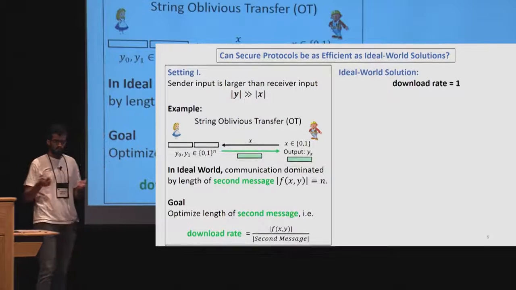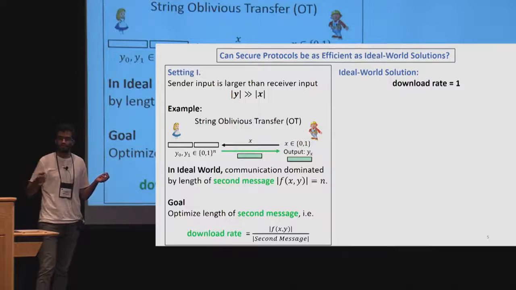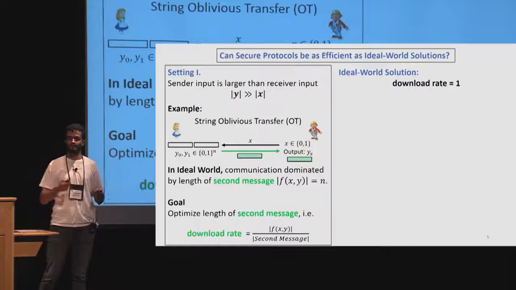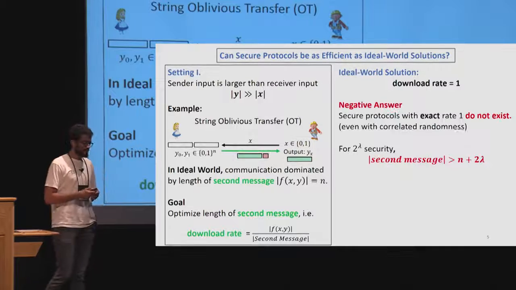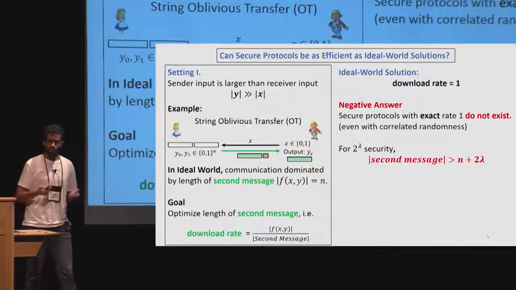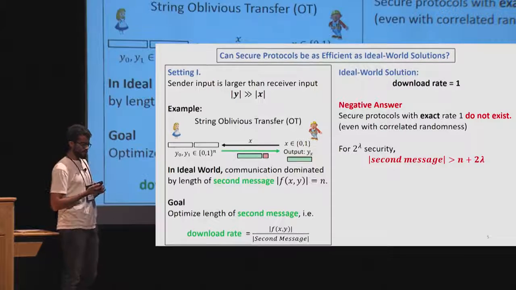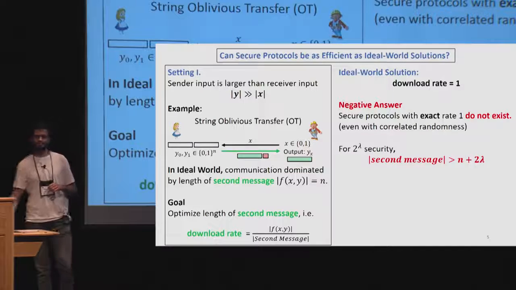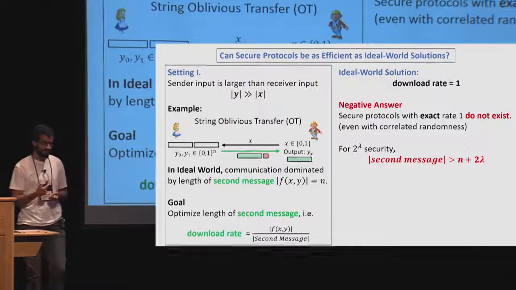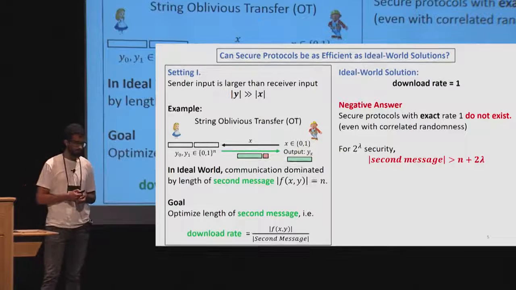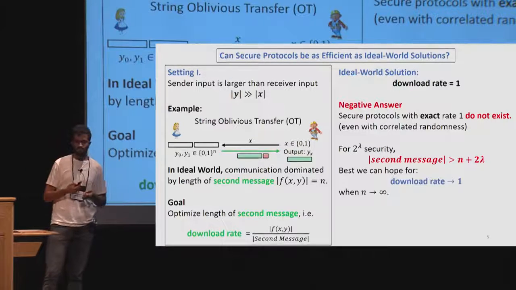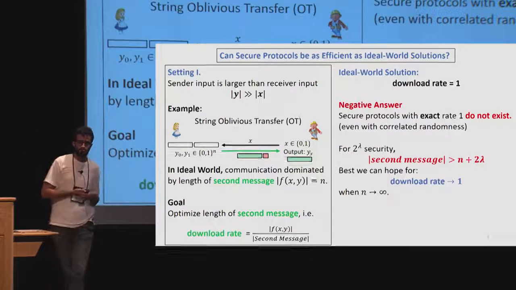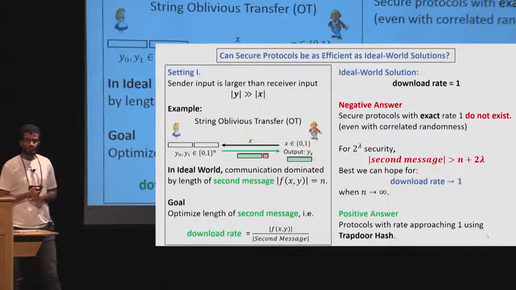Cool. So again, without security, we can get optimal download rate of exactly 1. So now we ask whether we can match that in secure protocols. And the bad news is that we cannot. And this is not surprising. More specifically, we show that if lambda is our security parameter, then the length of the second message has to be larger than n by at least twice lambda. So the best we can hope for in some sense is download rate that at least approaches 1 when n grows larger and larger. And this is exactly what we get with a trapdoor hash.